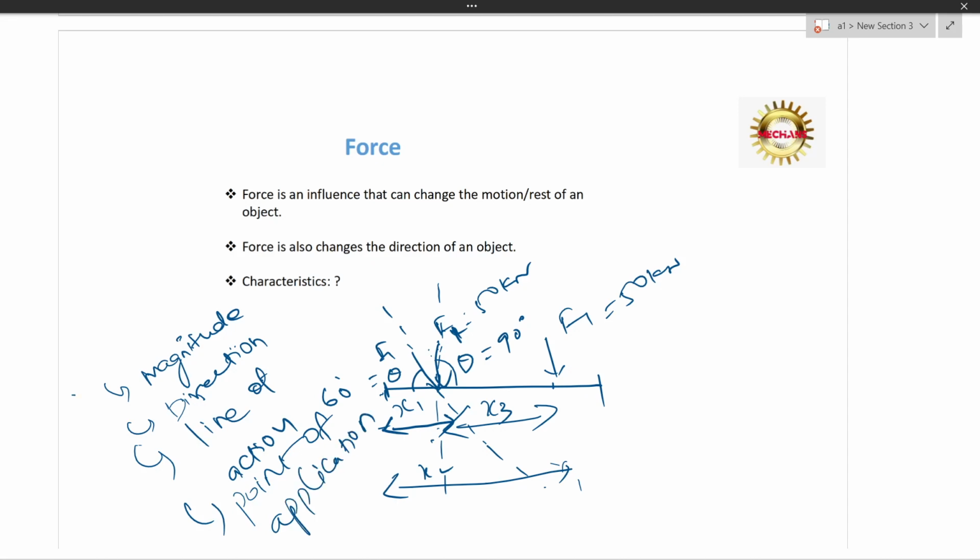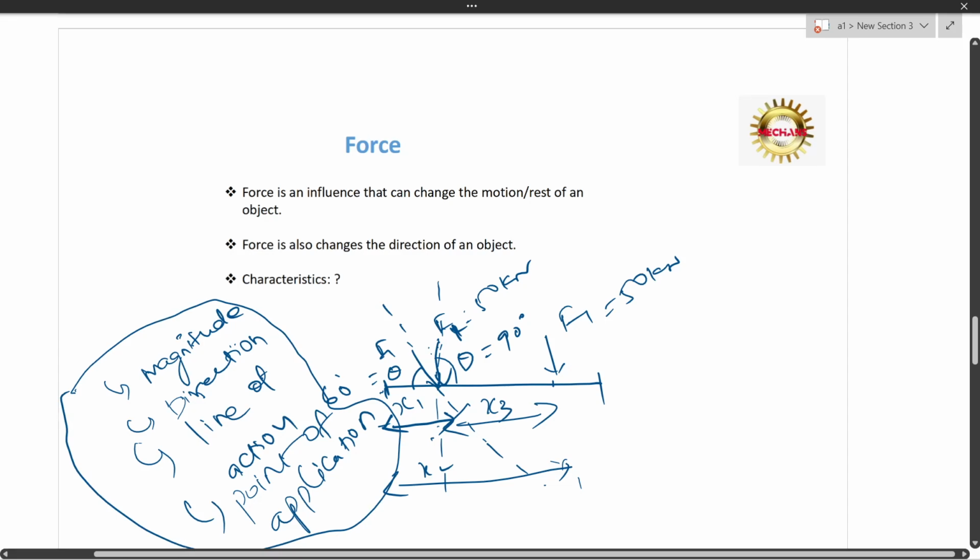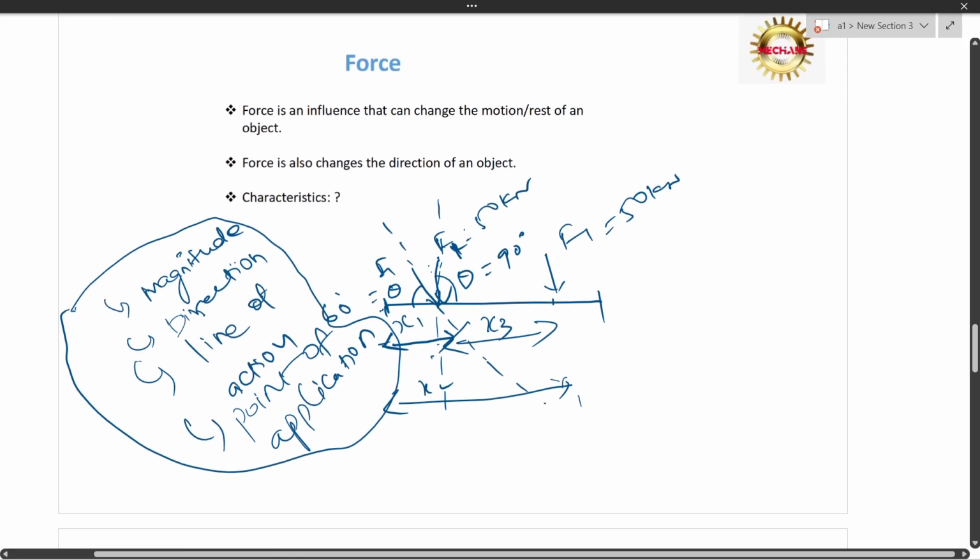So these four things are very important to define one force. If you want to define one force, we should consider its magnitude, its direction, line of action and point of application.